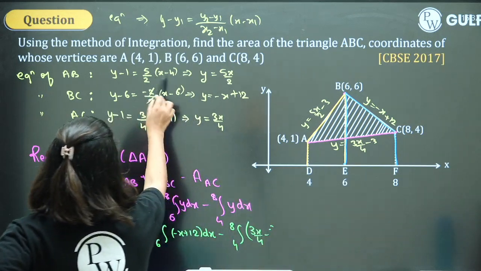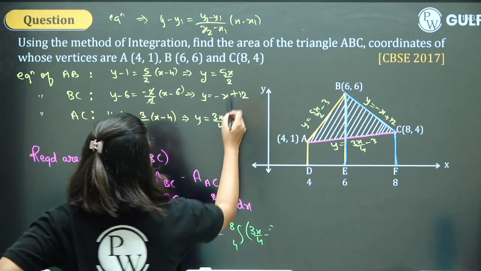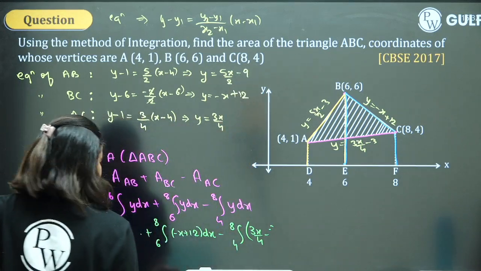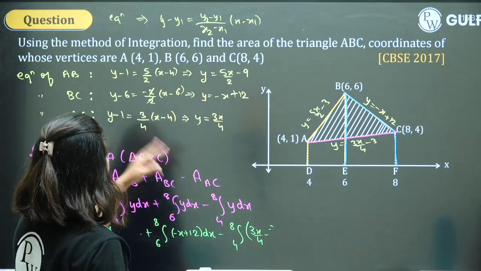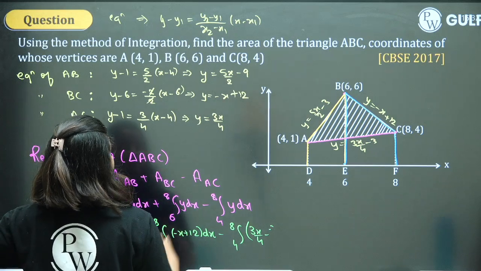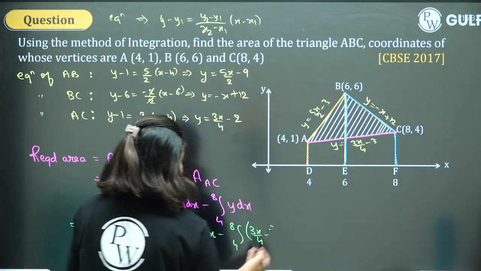ठीक है, 5 4 ज़ा 20/2 is 10 and 10 plus 1 is 9. Here you will have 5x by 2 minus 9 and यहाँ पे 3 हो गया, minus 3 plus 1 minus 2, यहाँ पे minus 2. Now it's perfect.